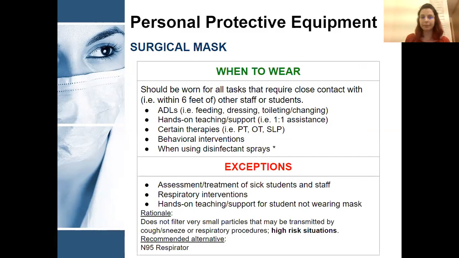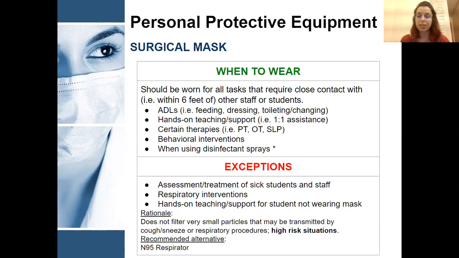So when should you wear it? The surgical mask should be worn for all tasks that require close contact within 6 feet of other staff or students. So ADLs, whether that's feeding, dressing, toileting, changing, etc. Hands-on teaching support, one-to-one assistance, certain therapies, PT, OT, speech, behavioral interventions, and when using disinfectant sprays.